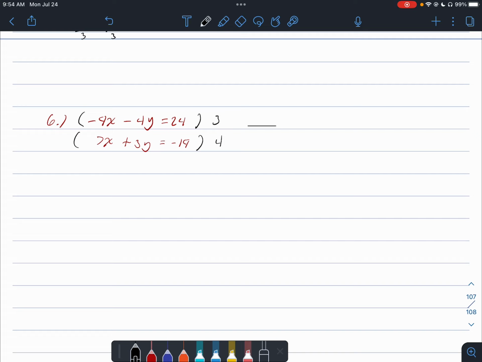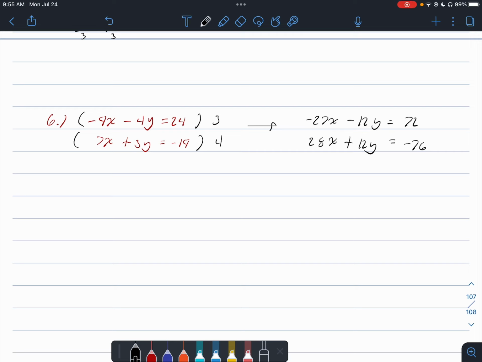And that will give us negative 27x minus 12y is equal to 24 times 3, which is 72. And on the bottom, we have 7x times 4. That's going to give us 28x. And we have plus 12y. And we have negative 19 times 4, which is going to give us negative 76.